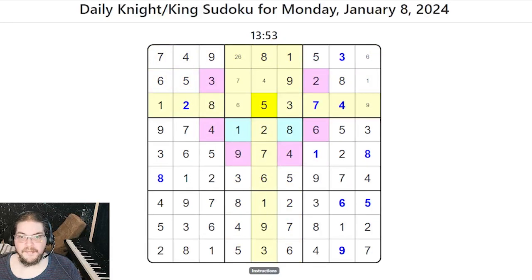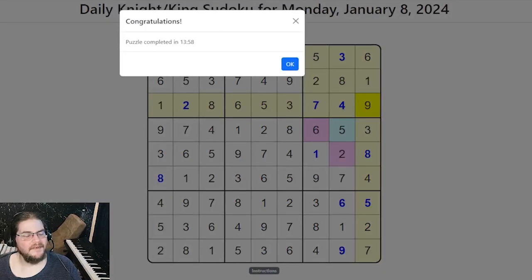And the puzzle basically solves itself after you get to that point, as long as you're remembering to track those possibilities. And just that easy. We're done with our King Knight puzzle for the day.